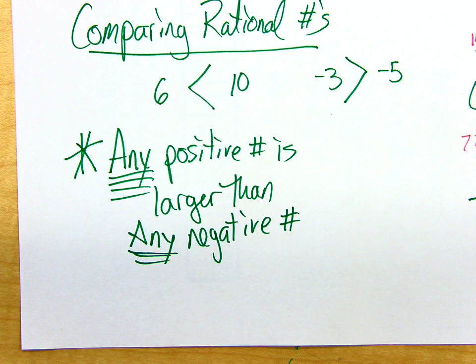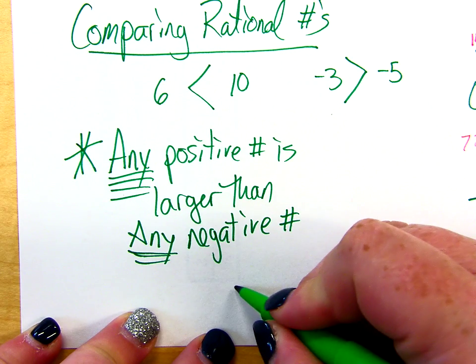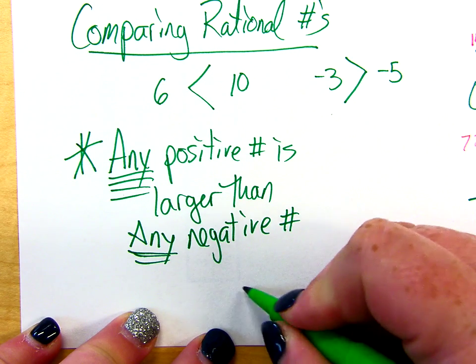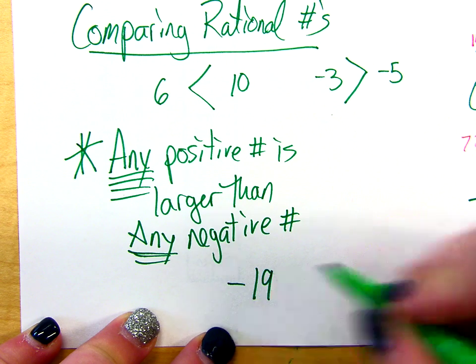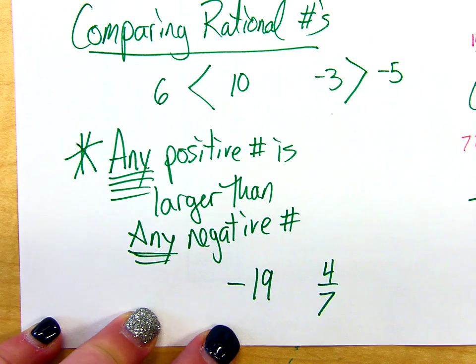It could be anything. It could be, I don't know, negative 19, and I want you to compare that to 4/7. You don't even have to do any math. If one's a positive number, it has to be the bigger one. So who's bigger?